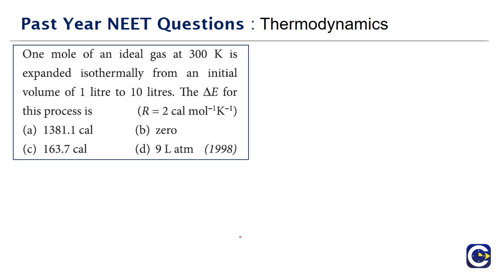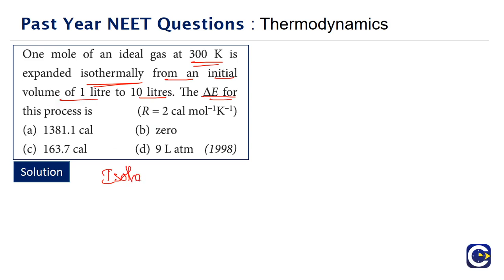Clear? Next we have a question that came in the year 1998. 1 mole of an ideal gas at 300 Kelvin is expanded isothermally from an initial volume of 1 liter to 10 liters. The delta E of the process is. So what is the process here? It is an isothermal process. Isothermal means temperature will be constant, and we need to find delta E.